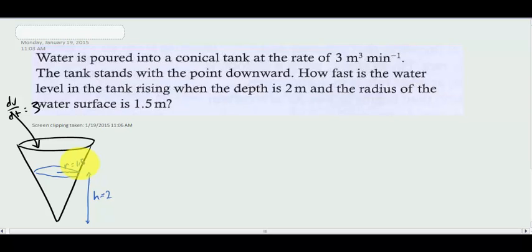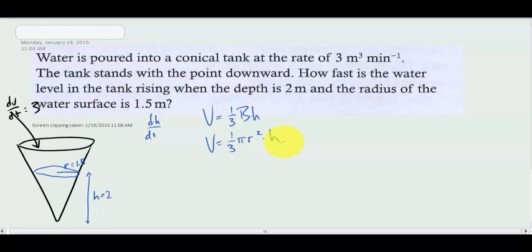Okay, so, what are we looking for? Well, we're looking for dH/dt, nifty. What else do we know? Do we know anything else here? Well, we know the volume of a cone is 1/3 the area of the base times the height. And how do we find the area of the base here? Well, it's 1/3 pi r squared times h. So here is a formula relating to the problem that I was given.